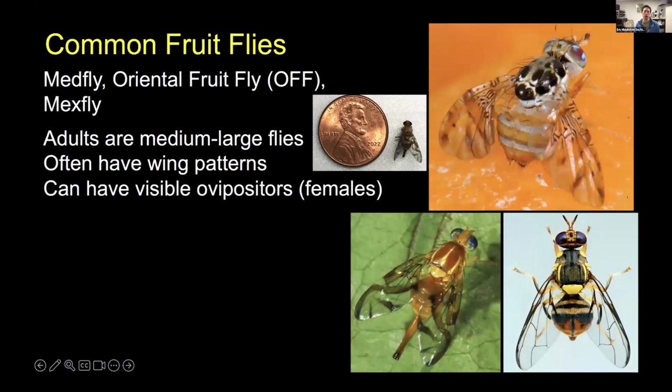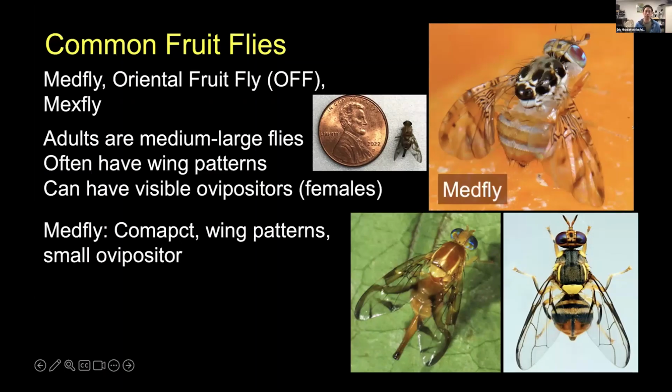All of them, well, not always, but they usually have visible wing patterns on them. The med fly and the Mex fly have that. And then oftentimes they'll have visible ovipositors on the female, a large stinger-like thing in the back. That's what they use to lay their eggs inside of fruit. So up top, we have the medfly. They tend to be a little bit more compact. Their thorax is a blackish color. Their abdomen's a little bit orangish. They have a little bit of wing patternation on them.